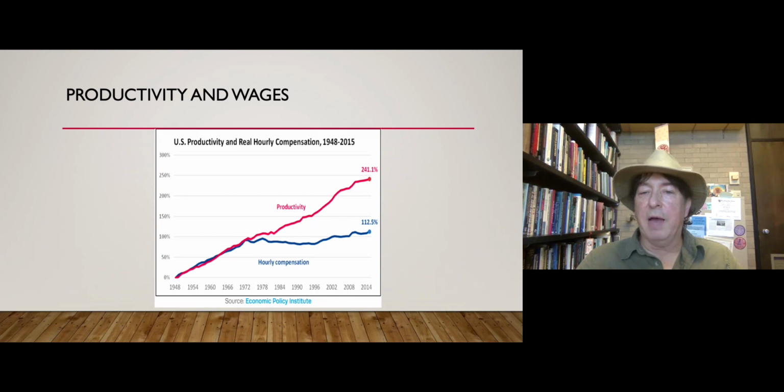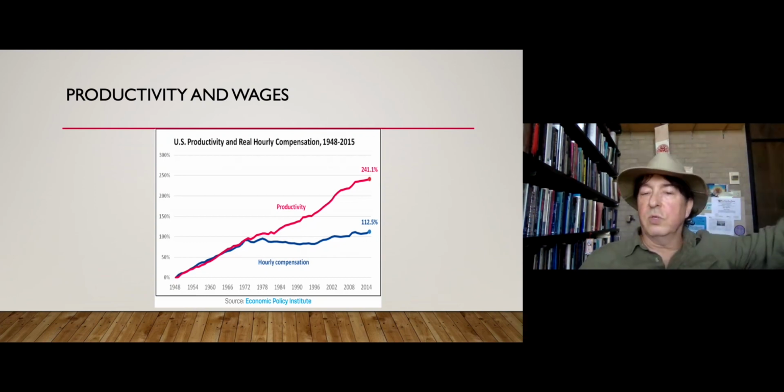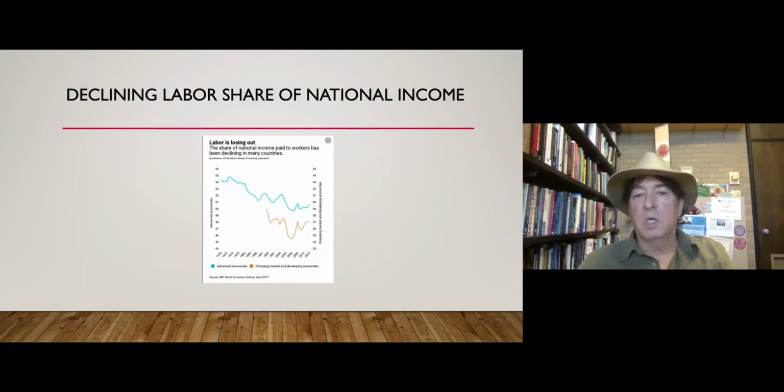So look at the gap between where productivity is as of 2014 and where wages are. Wages have increased 112% since 1948, but productivity 241%. Well, what's the difference? Where does the rest of that go? Well, that went to capital. It went to stockholders. It went also to upper management salaries, CEO salaries, but not to the workers themselves.